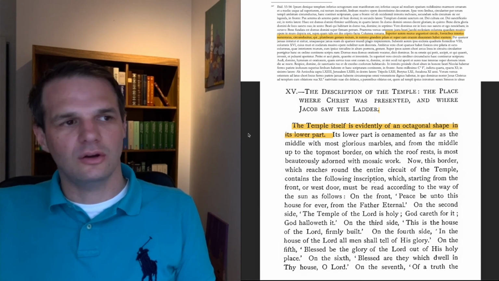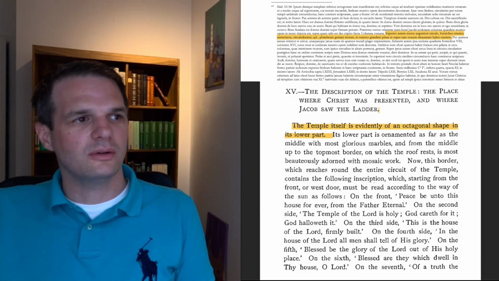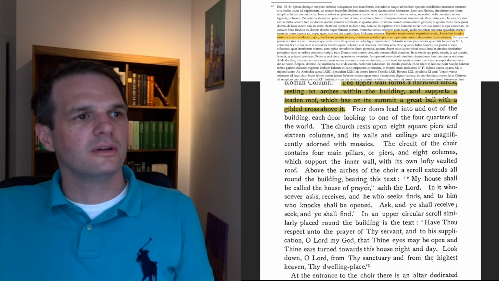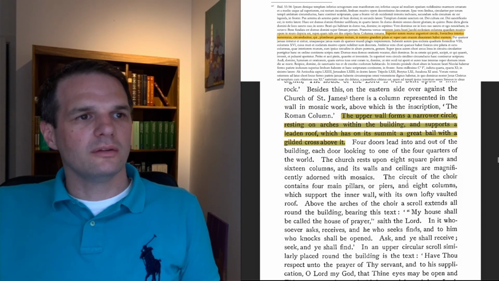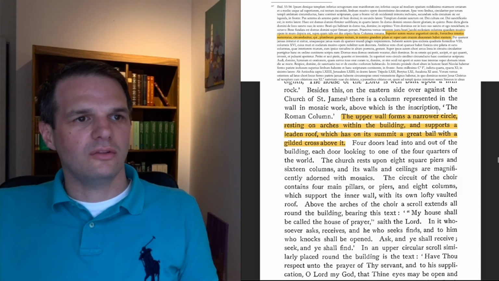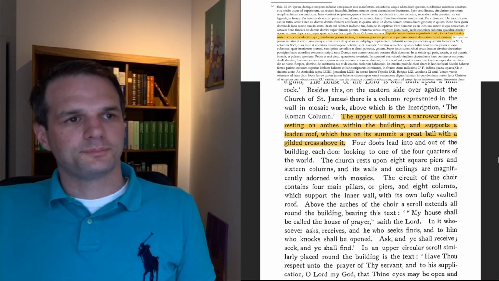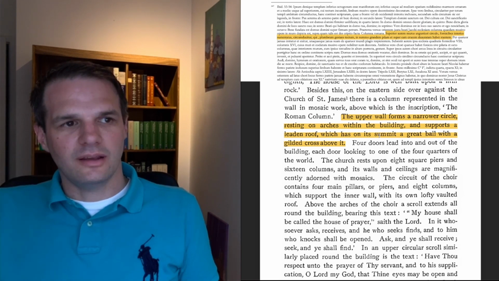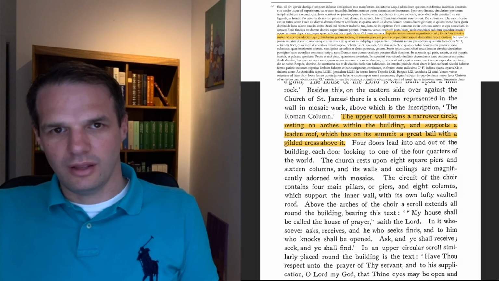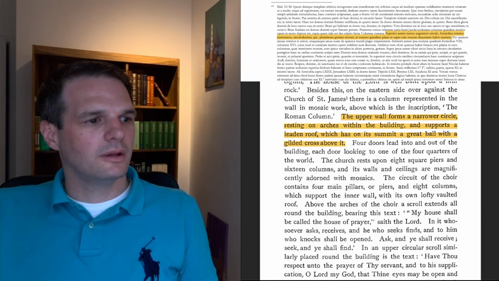Okay, so again he can count to 8, that's good, more than AJ would have us believe. But the upper wall forms a narrow circle, resting on arches within the building and supports a leaden roof which has on its summit a great ball with a gilded cross above it. So again here, Crusader times, there was a cross there. But this is exactly how the Dome of the Rock looks today. Let's look at the floor plan once again.